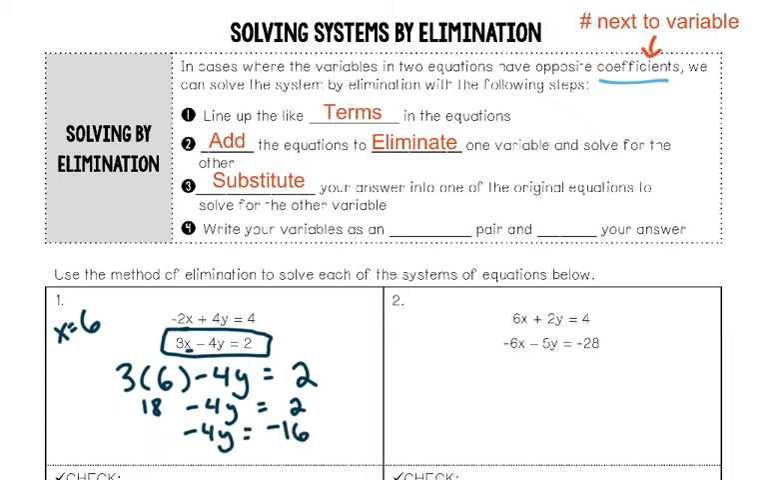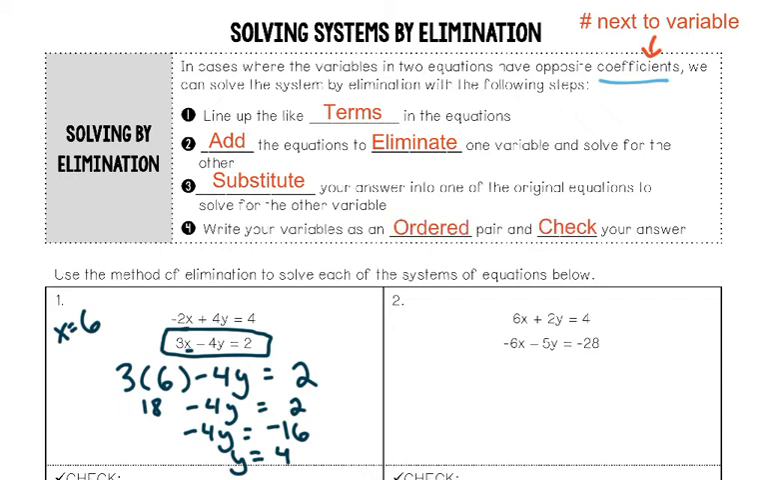I have negative 4 times the number equals negative 16 now. So it's a times negative 4, so I'm going to divide both sides by negative 4. Negative 16 divided by negative 4 equals positive 4. So when x equals 6, y equals 4. And that's my solution to the system of equations.